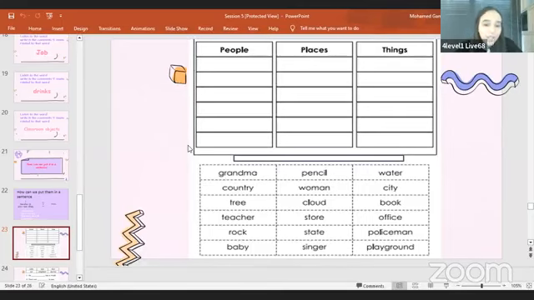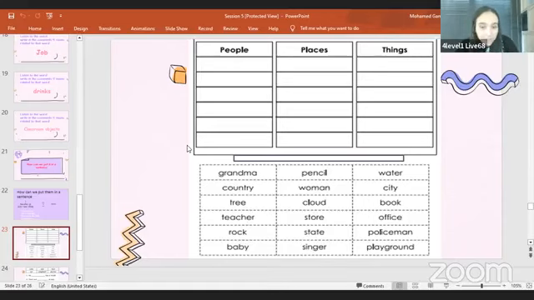So we already did grandma, it's related to people. Country is related to places because it's a place. A tree, a tree is a thing. Teacher, who is a teacher? It's a person. It's a human being. So it's related to people. A rock, it's not a person, it's not a place, so it's a thing.